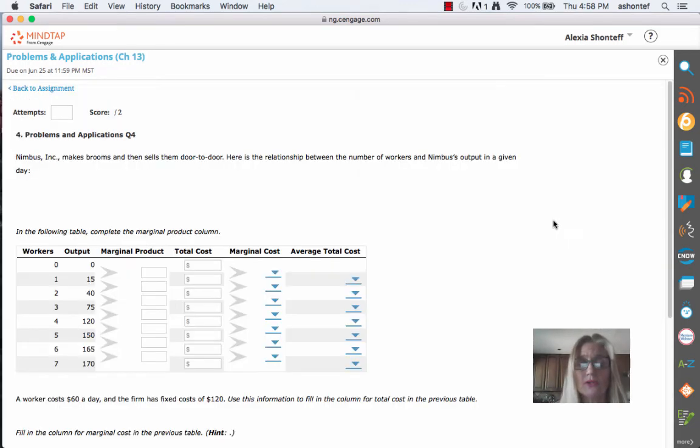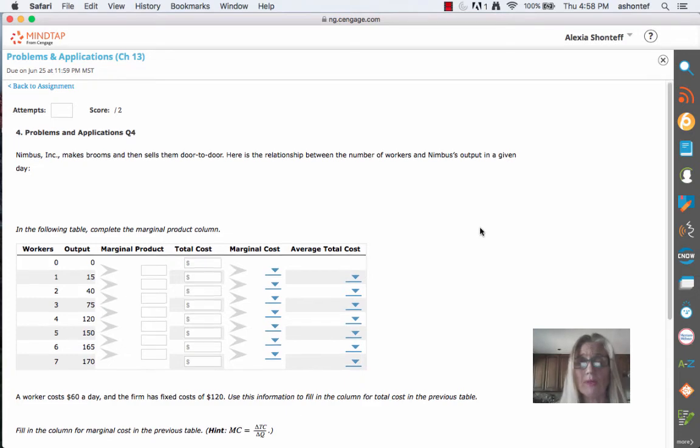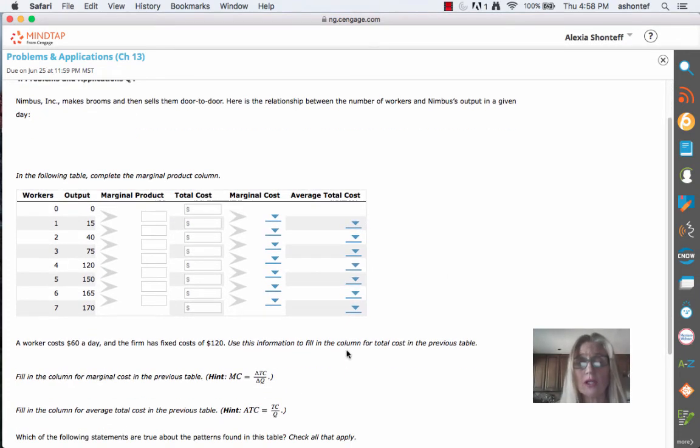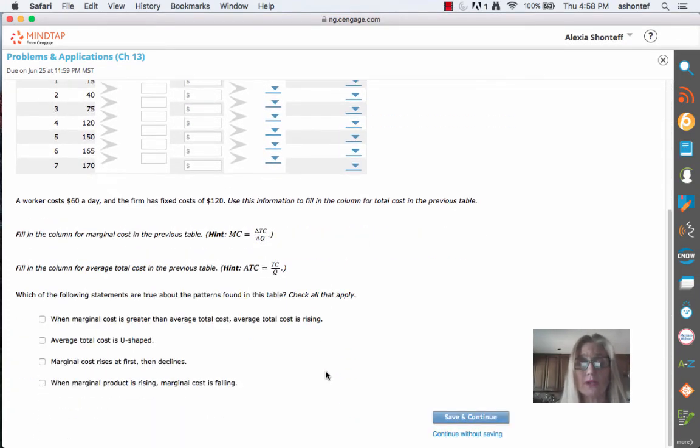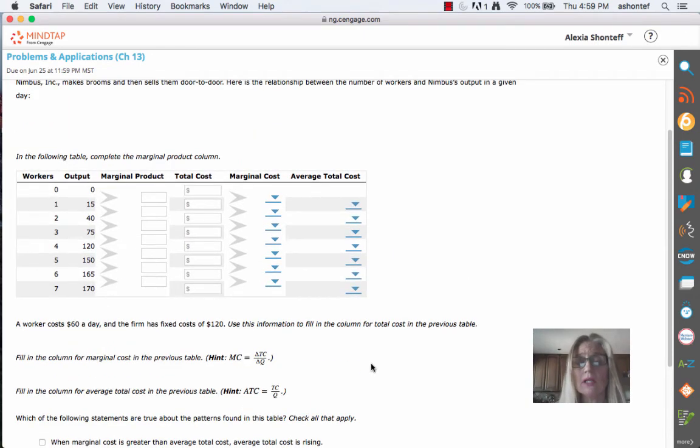Question number 4. So going on to question number 4. At first it might seem to be a little bit overwhelming. You have this big huge chart, and then you're asked to fill out the chart. It really isn't too bad. It's good practice to get used to what's marginal product, total cost, marginal cost, and average total cost.